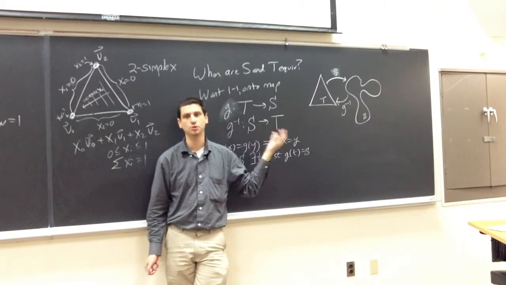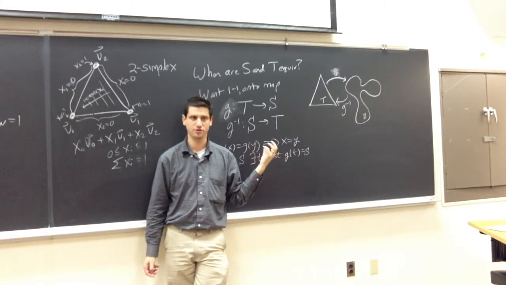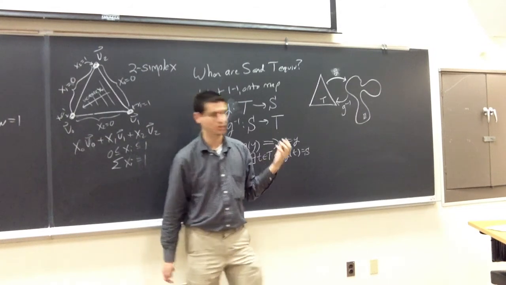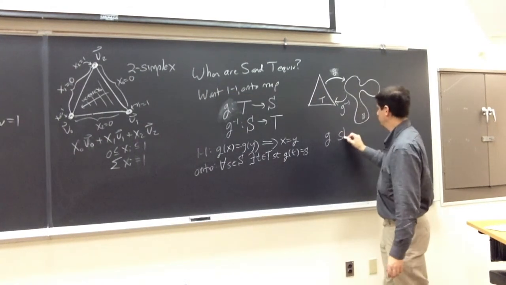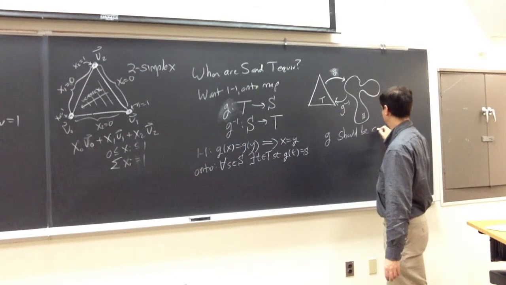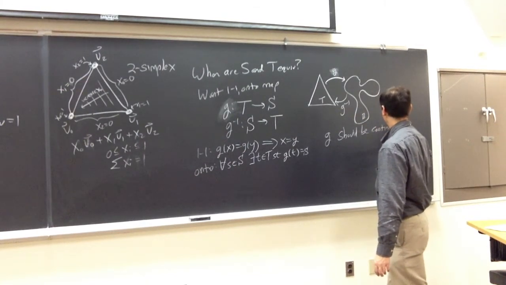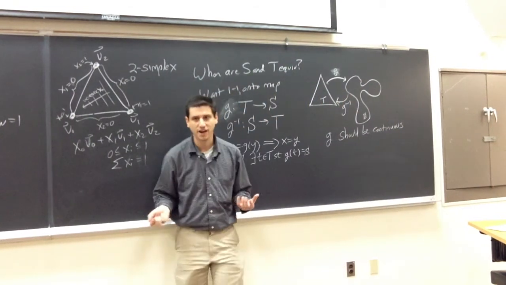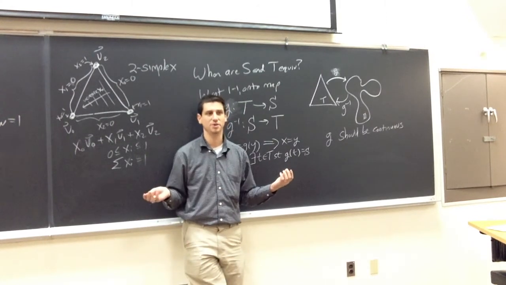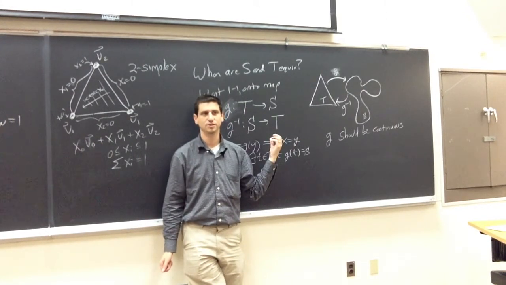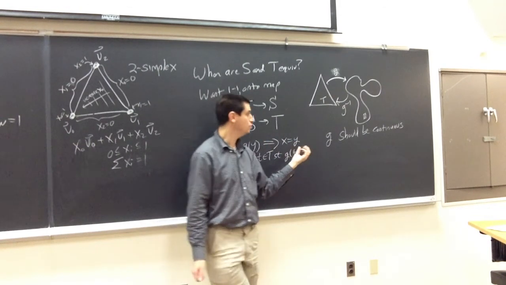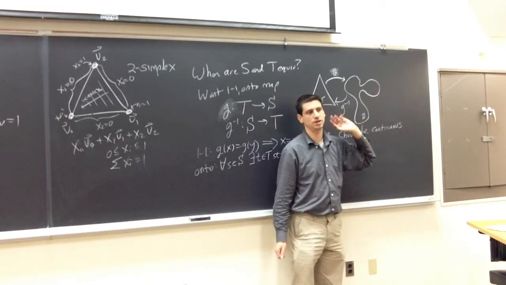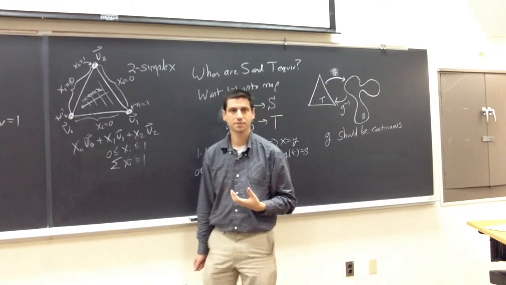Can anybody think of a mild rule that we should probably assert for G? Continuous. G should be continuous. If G is not continuous, as long as the sets have the same cardinality, I can divine a truly horrible map between the two sets with absolutely no structure. So if I don't assume G is at least continuous, it's not going to really help me at all to be studying questions like this.